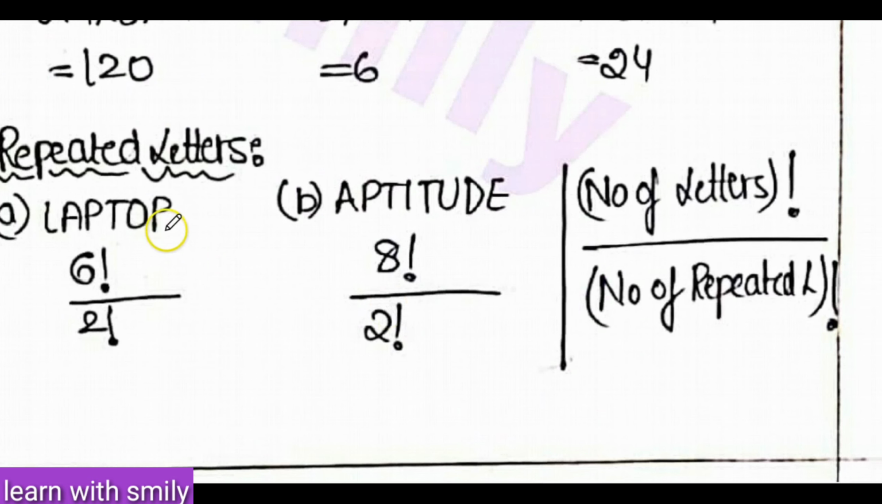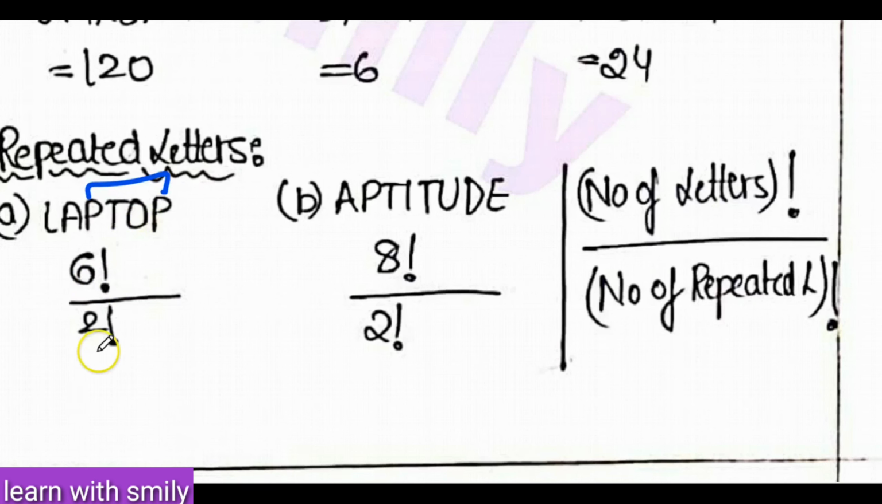Coming to repeated letters. Repeated letters means that in a word there are repeated letters. Suppose in the word laptop, there is a letter P which is repeated twice. For this we normally write the number of letters factorial divided by the factorial of the number of repeated letters. Here we have laptop, which has 6 letters. We write 6 factorial divided by 2 factorial, since P has been repeated 2 times.